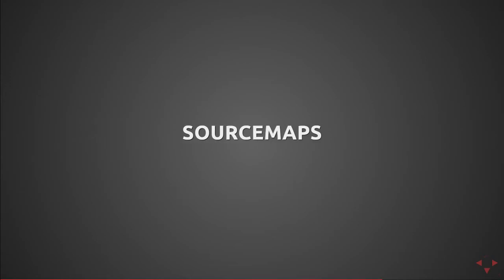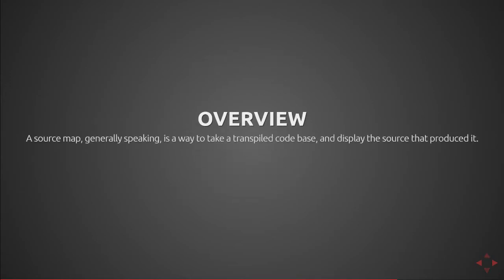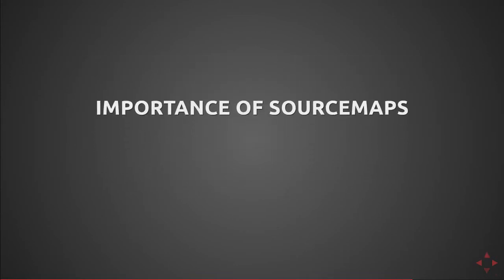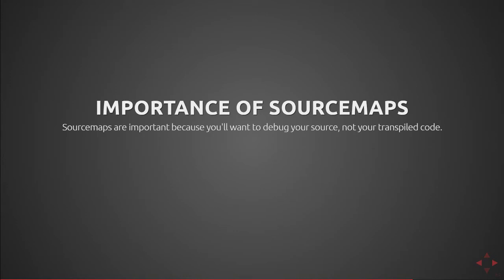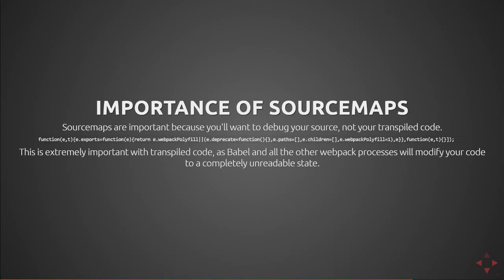And now we'll talk about source maps. Source maps, generally speaking, are a way to view the source code from a transpiled code base. This can apply to more than just JavaScript, such as Sass and other forms of transpiled code. The importance of source maps is that you'll want to debug your source code and not the transpiled code. From the example of transpiled code below, you can see that there's a lot of difficulty in reading it, as well as the fact that there's a lot of boilerplate that is put on top of your source code in order to make your code work. This is extremely important with transpiled code because Babel, for instance, will modify your code to a nearly unreadable state.